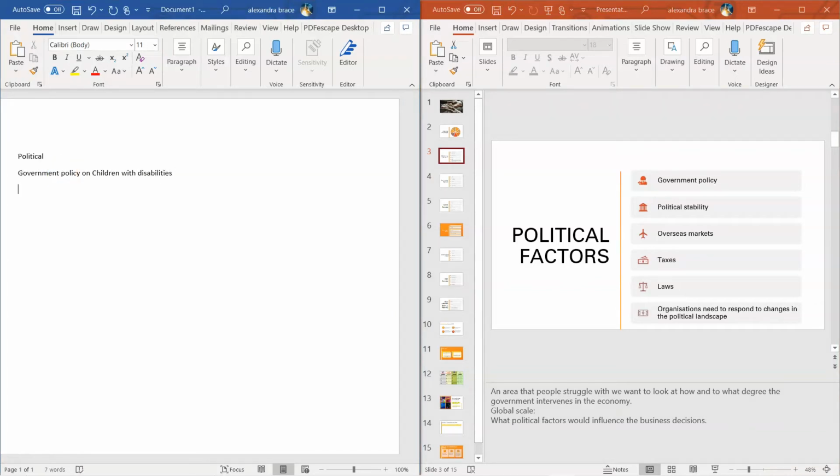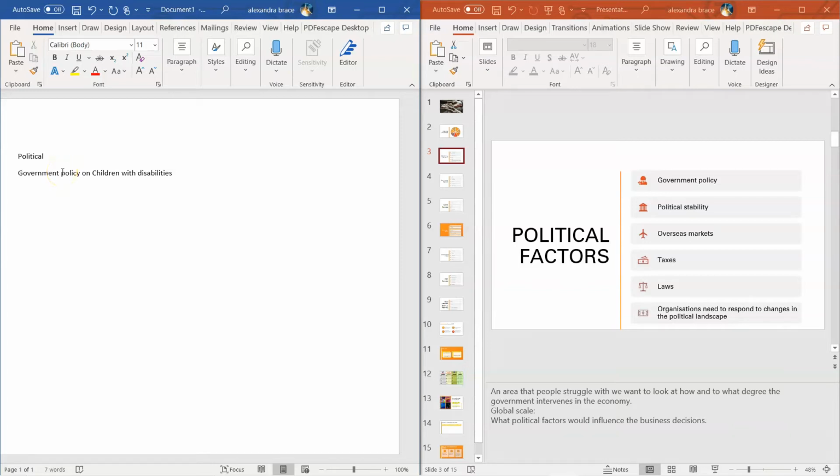You then go in, open a Word document and have the PowerPoint open alongside it. This is what I would recommend. Now with this, you've got on the slides different key areas that you need to think of for each of the different PESTELE factors. So when we're looking at political, we've got political factors such as government policy, political stability, overseas markets, taxes, laws, and organisations that need to respond to changes in the political landscape.